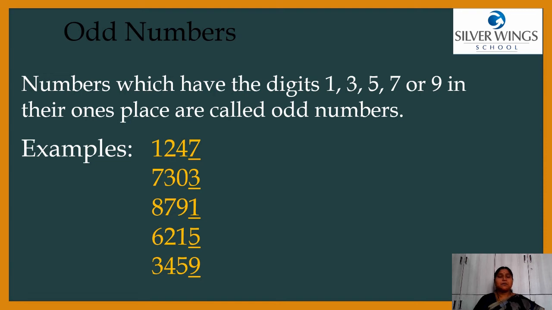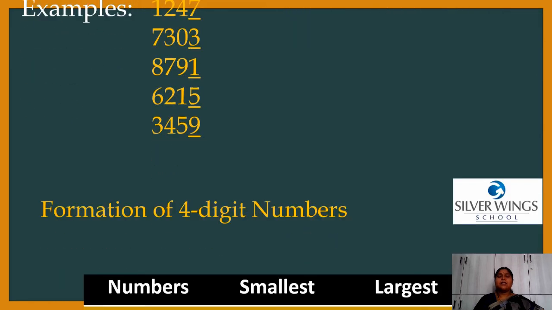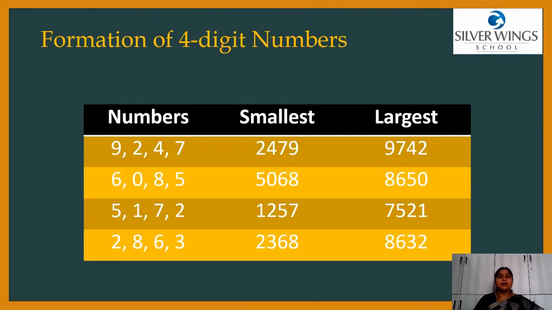Odd numbers means the numbers which have the digits 1, 3, 5, 7 or 9 in their ones place are called odd numbers. Same strategy as even numbers, where we see the ones place only and there 0, 2, 4, 6, 8. But here it is 1, 3, 5, 7 or 9. Numbers having these digits in the ones place are called odd numbers.